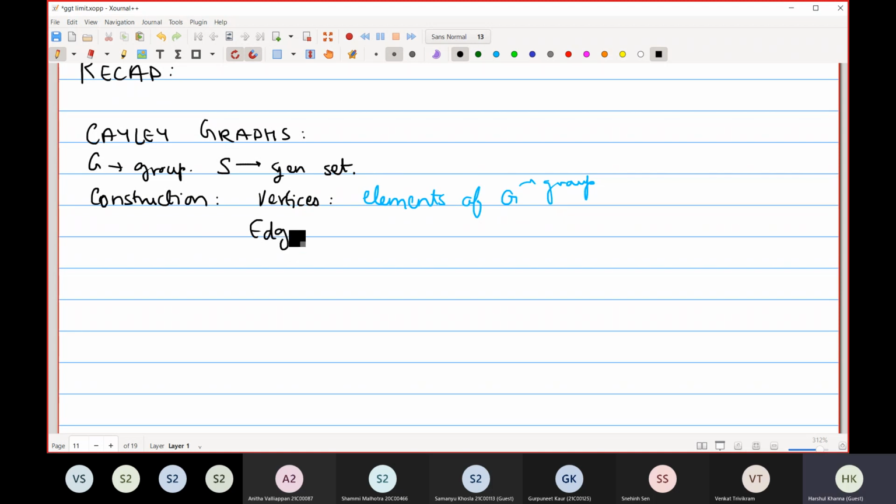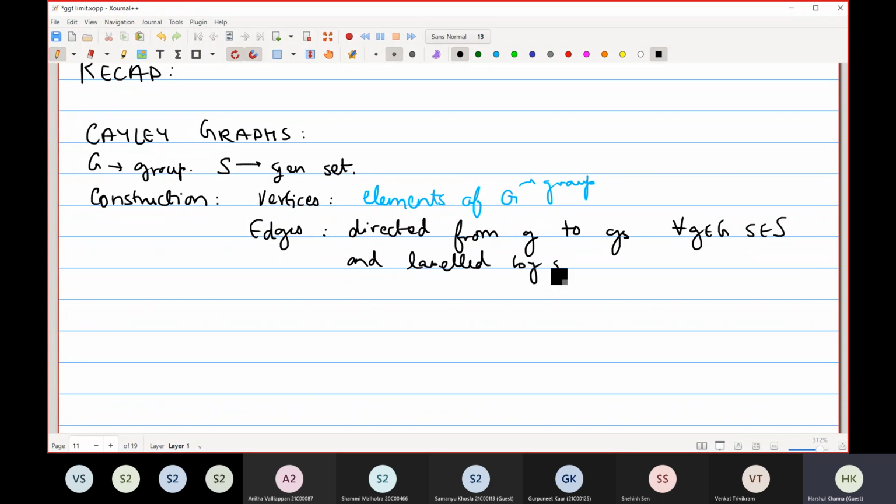So edges are directed from g to gs for all g belonging to G, s belonging to S, and they are labeled by s. So basically we want to connect all those elements which are one multiplication away by a generating element.